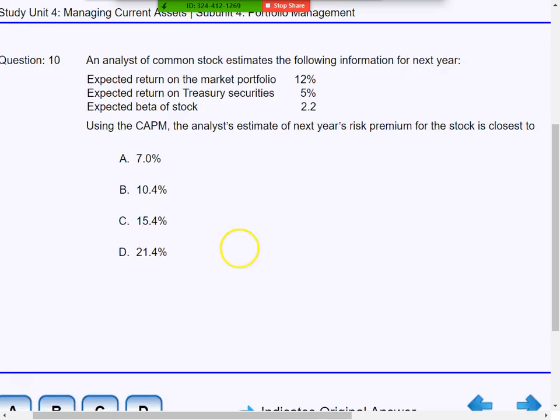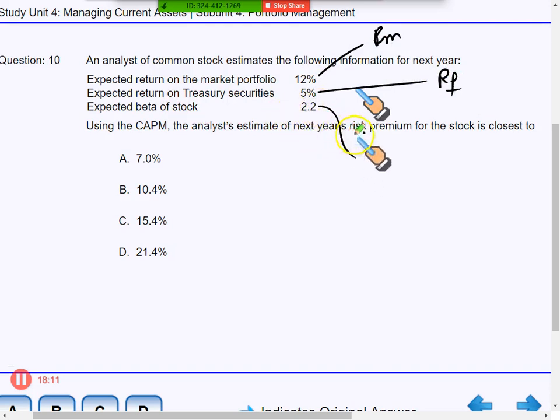Next. Okay, an analyst of a common stock estimates the following information for the next year. Expected return on the market portfolio is 12%. See, there is a consistency in questions now. This 12% represents RM. Expected return on the treasury stock, RF. Expected beta of the particular stock or the asset is 2.2, that is B, beta.